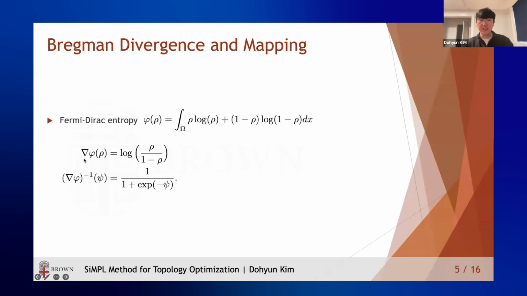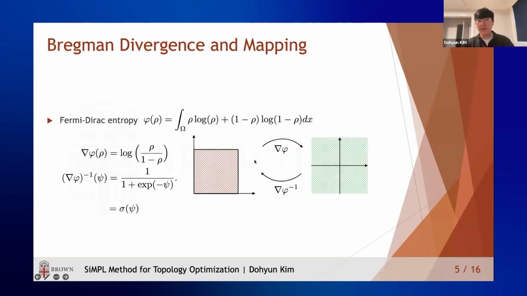If we take a look at its gradient and the gradient inverse, then this gradient inverse is actually the sigmoid function. This sigmoid function defines a mapping between our constraint set and a non-constrained vector space here. So the bound constraint is removed in the latent space, colored green, and we can identify a point in the primal space or the latent space by using sigmoid inverse and the sigmoid function.